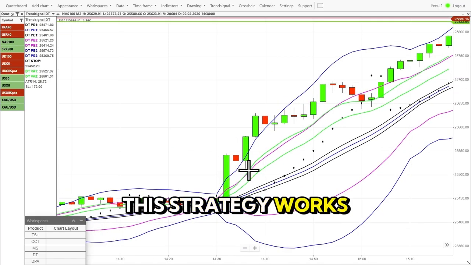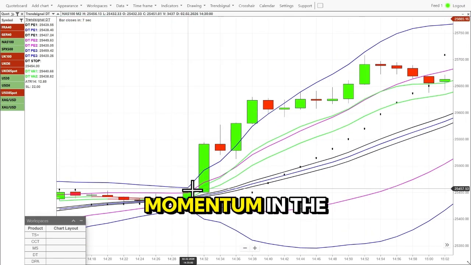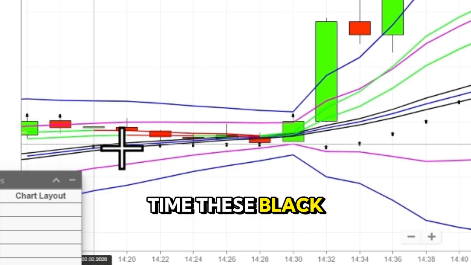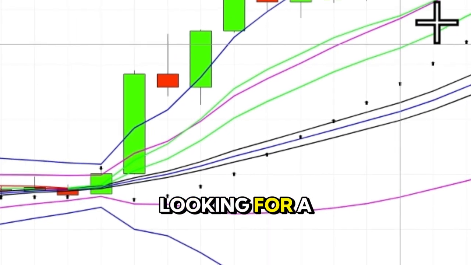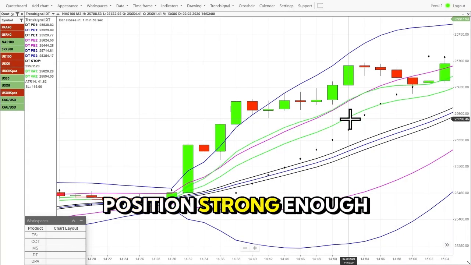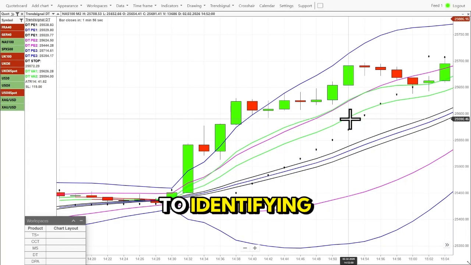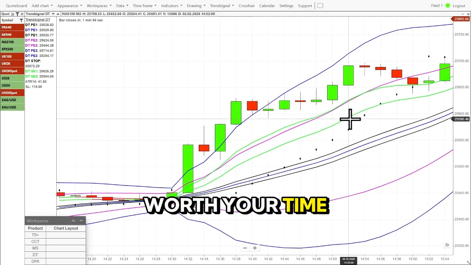The way that this strategy works is we look for rotations of momentum in the market. So every single time these black arrows flip, it's the end of any previous trade that we may have taken, and we start looking for a new position. Doesn't mean the position's strong enough though. There's a 5-step process to identifying if these trades are going to be worth your time in the first place.